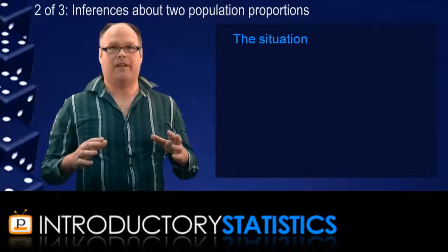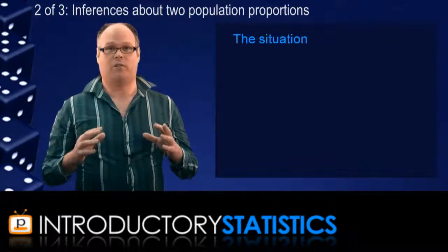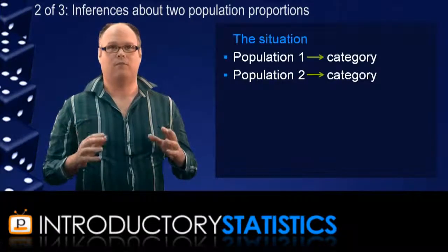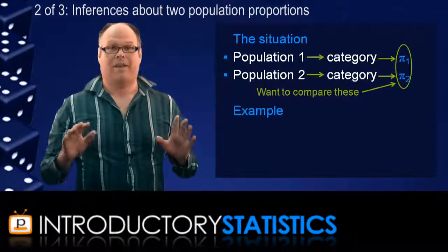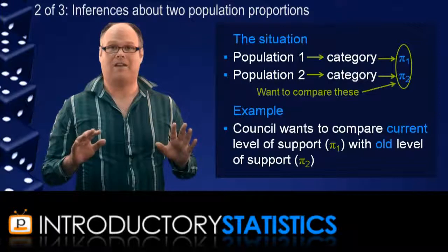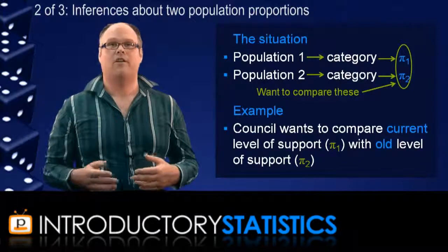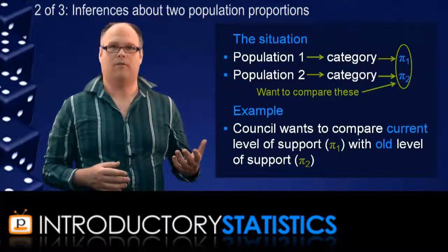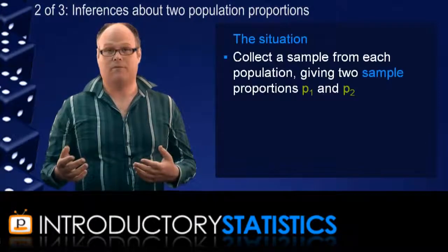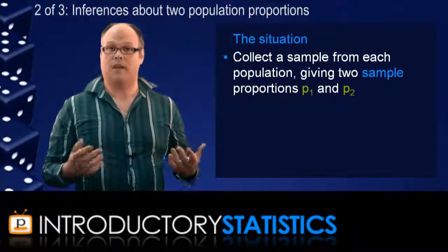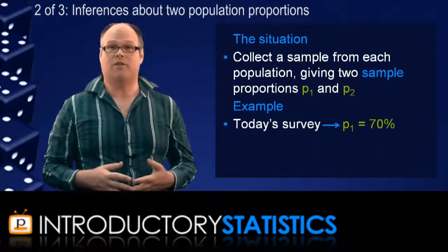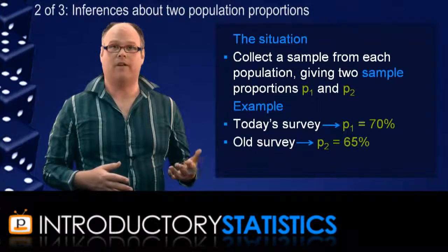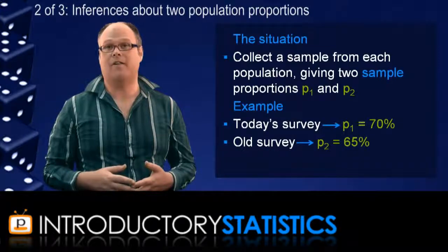So now, let's be clear about exactly what situation we're in. We want to compare two population proportions from two different categorical populations. In the council survey, the council want to compare the current level of support for the bridge with the old level of support for the bridge. We collect a sample from each population, and this gives us two sample proportions. The council's survey today gave a sample proportion of 70% support. The old survey gave a sample proportion of 65% support.